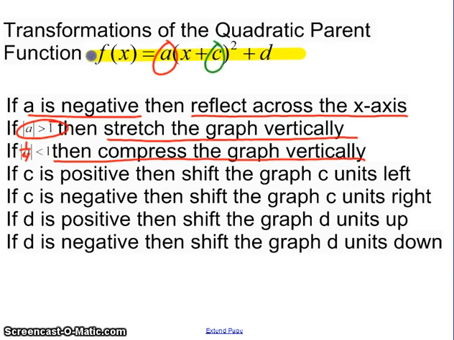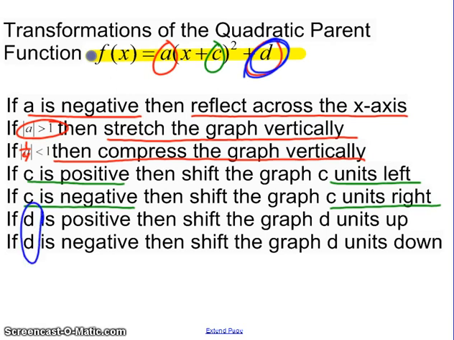C is for shifts or translations to either the left or the right. If C is positive, the graph moves left. If C is negative, the graph moves right. So C determines left or right. D determines up or down. If D is positive, it goes up. If D is negative, it goes down. Positive up, negative down.